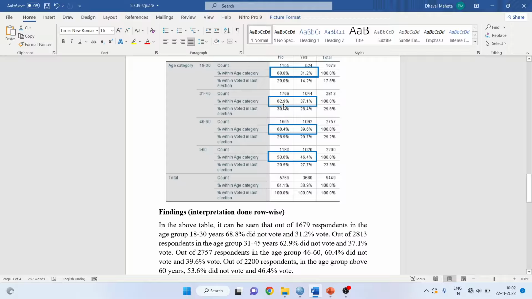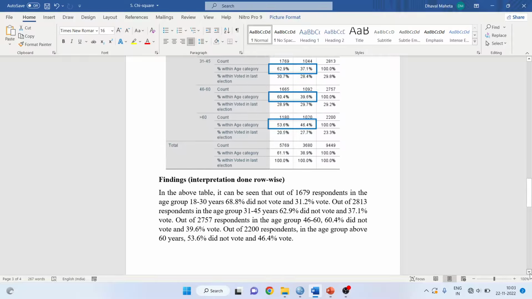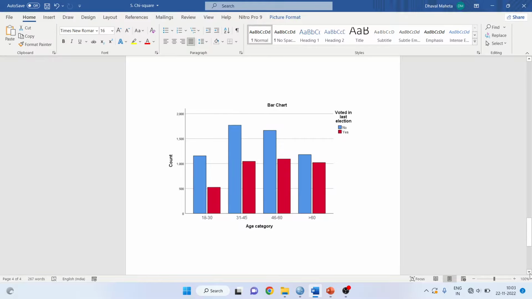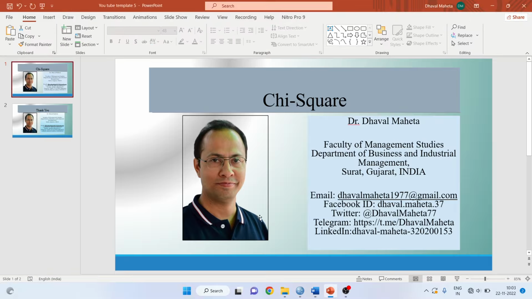Out of 2813 in the age group of 31 to 45, 62.9% did not vote and 37.1% voted. Out of 2757 respondents in age group 46 to 60, 60.4% did not vote and 39.6% voted. Out of 2200 respondents in the age group above 60, 53.6% did not vote and 46.4% voted. The same thing we can represent it by the clustered bar chart. You can see here. So this is a way you can write the interpretation of chi-square.